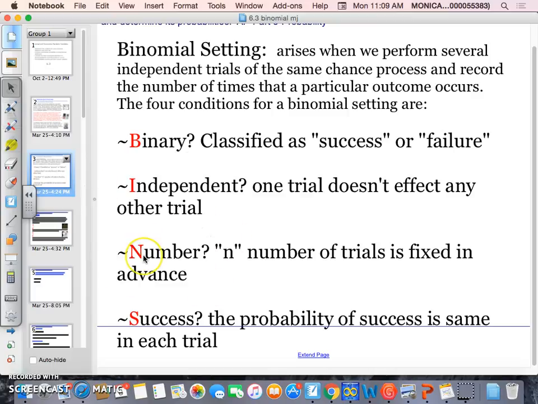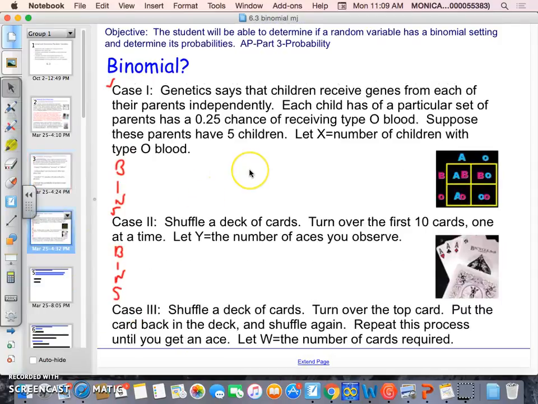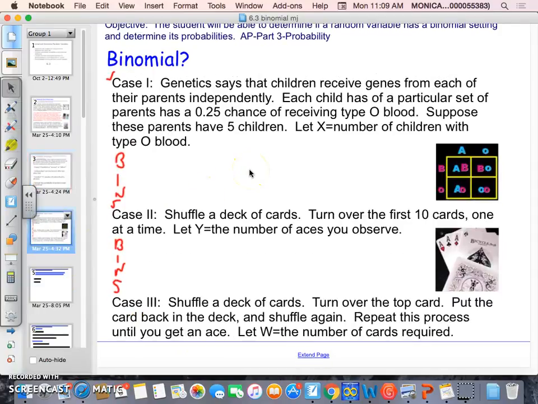And then N is the number of fixed trials. That means you're going to do something 10 times, 20 times, and so forth. And then S is the probability of success. So you need to have that or be able to calculate that as well. All right, so we're going to look at a couple cases and see, is this considered a binomial distribution?